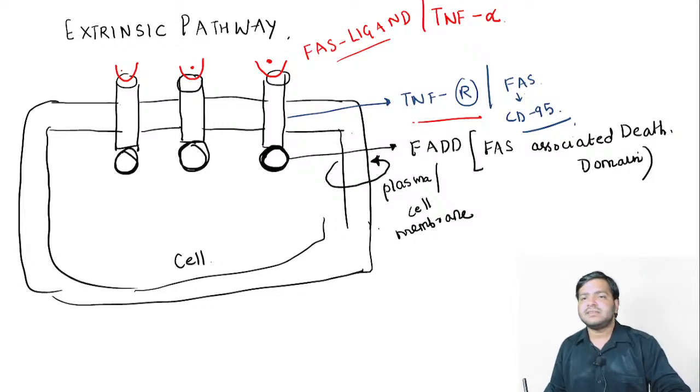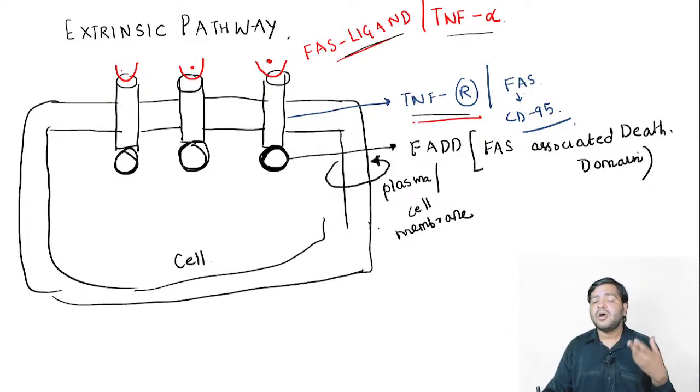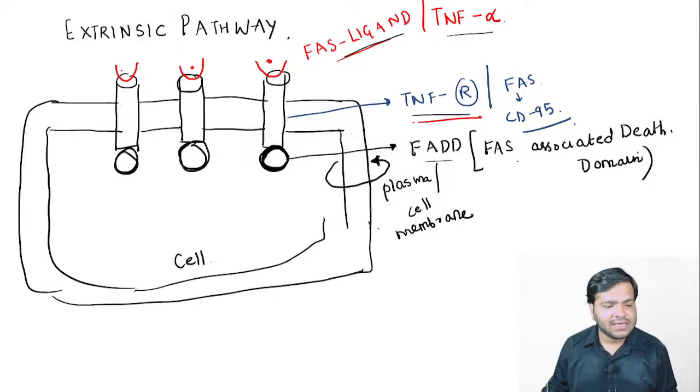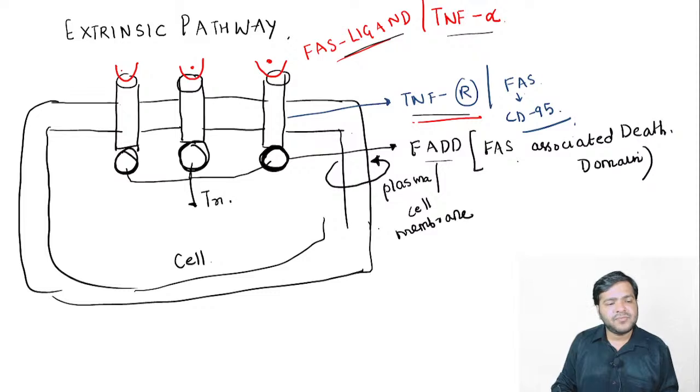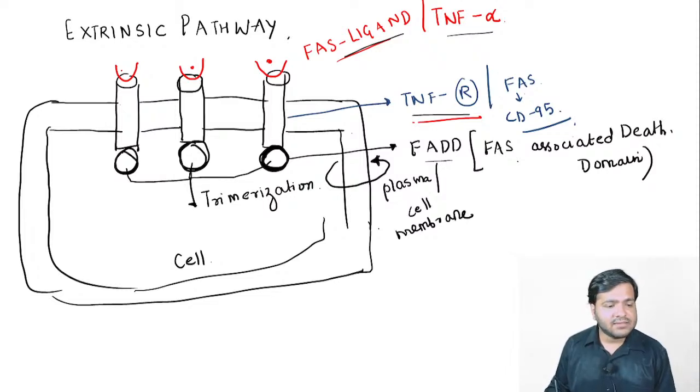Fast associated death domain. As soon as these ligands or TNF alpha come and bind to these TNF receptors or Fas receptors, or CD95 receptors, which is nothing but the Fas one, the Fas associated death domain gets activated. Now what will it do? It will link all these three receptors together, and this is something which is called trimerization.